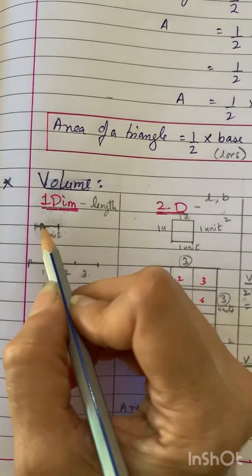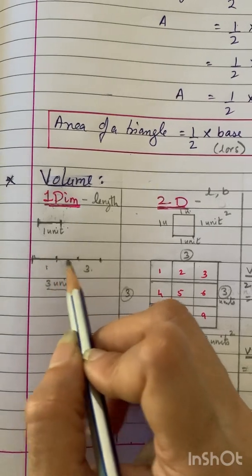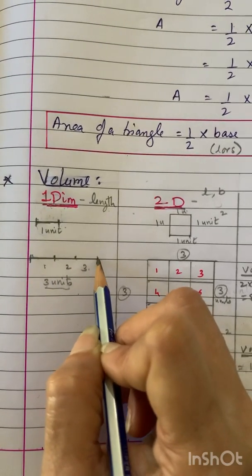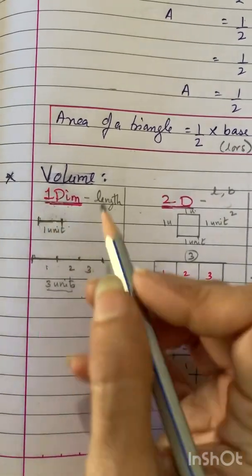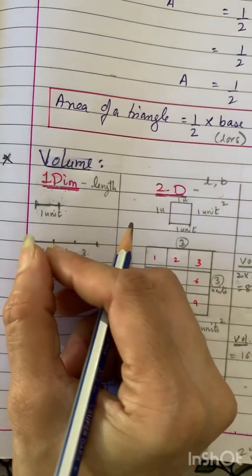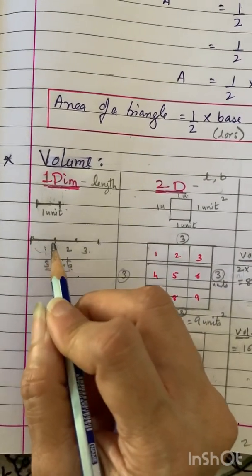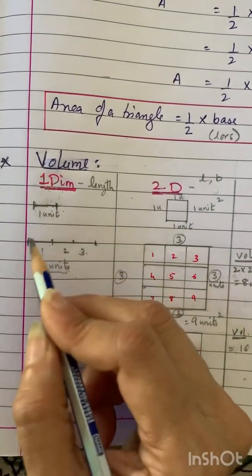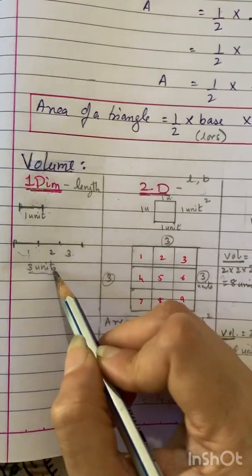For example, if this is 1 centimeter, I'll find out how many centimeters fit in this length. I got the answer 3 centimeters. If I take out this unit and put it in this place, I'll get 3 units. That means 3 small parts will fit in this length. So this is 3 units.